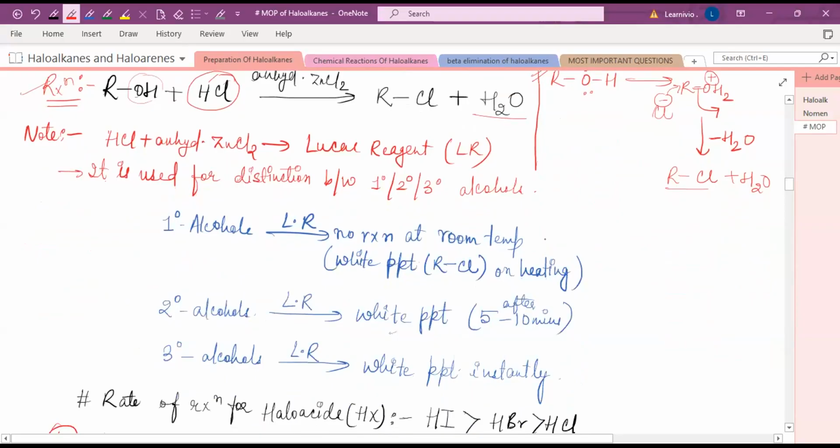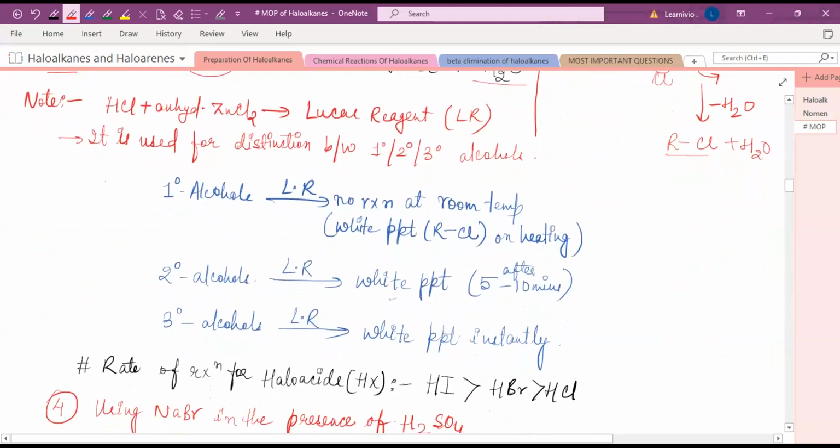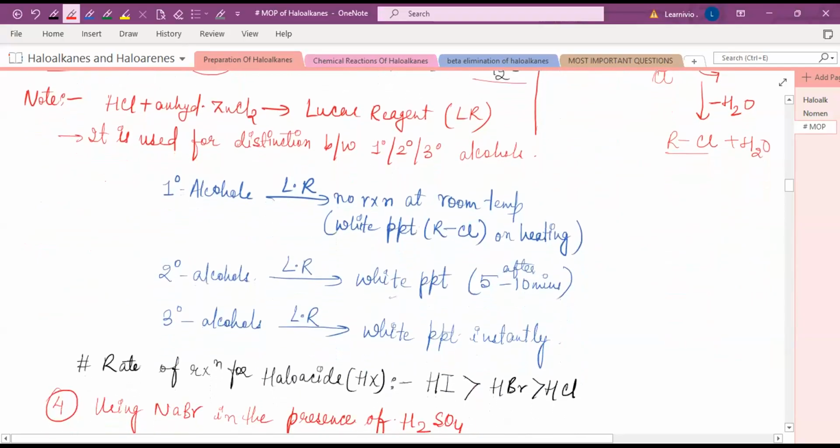And yeah, this HCl and anhydrous ZnCl2, we know that it is a Lucas reagent, right? So this Lucas reagent is basically used for the distinction test. It is used for the distinction between primary, secondary and tertiary alcohol. तो जब हमें distinguish करना होता है whether the unknown compound is primary alcohol, secondary or tertiary, we just do this test, this Lucas test. And in this Lucas test, we use the Lucas reagent. That's why this test is known as Lucas test. Okay, let's see what these tests are.